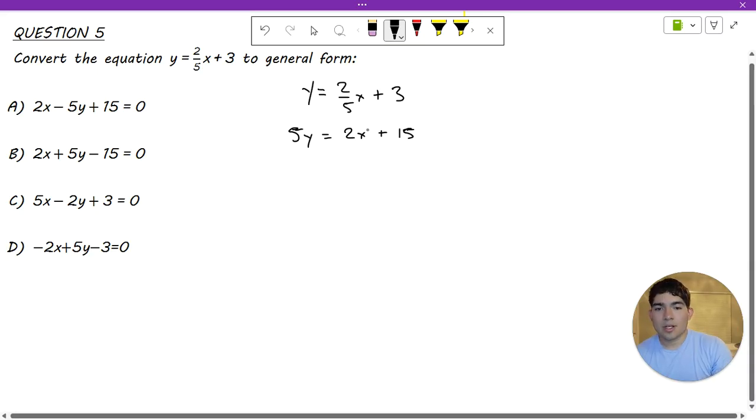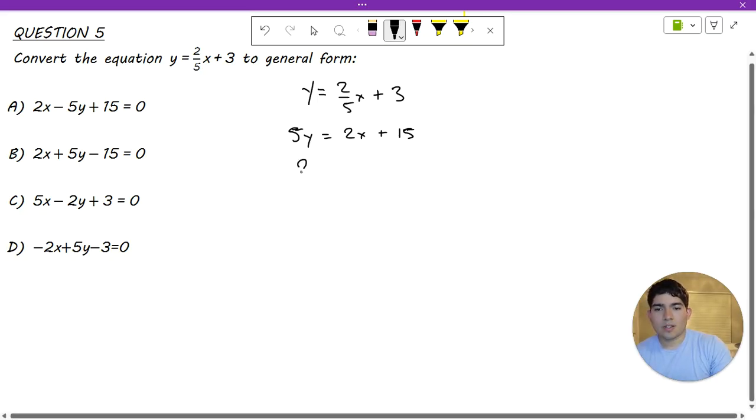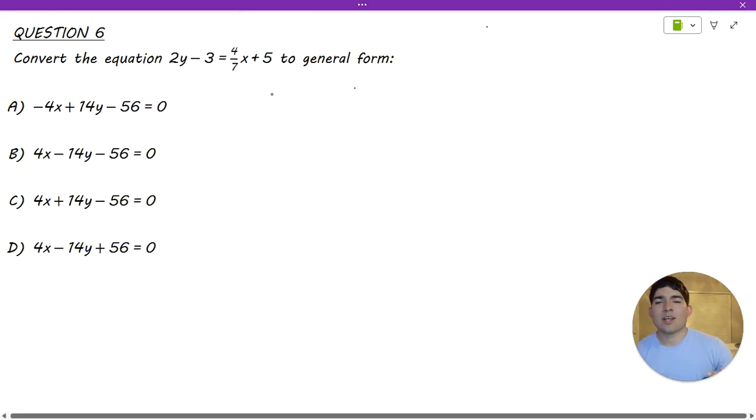And then if you remember, it was in a certain order. It was the x variable first, then the y, then the constant by itself equal to 0. So in order to do that, we're going to subtract 5y from both sides, and we're going to end up with 2x minus 5y plus 15 all equal to 0. And that's going to be our answer. So if you look at the multiple choice, the answer for this one is going to be A.